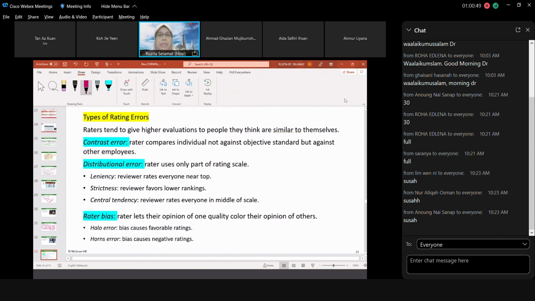All right, let's move on to the next topic, which is rating errors. We know that appraisal is human judgment. Your boss, your peers, your customers. As long as we are human, we are not perfect. We tend to be biased. We tend to have prejudice. We tend to maybe overly look up to certain people. So people can make errors when it comes to evaluating other people's performance, including managers, subordinates, peers, customers, and so on.